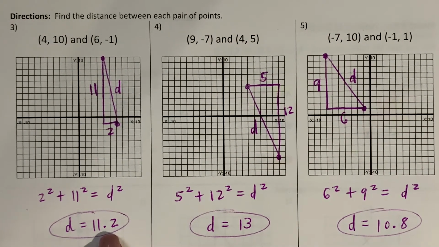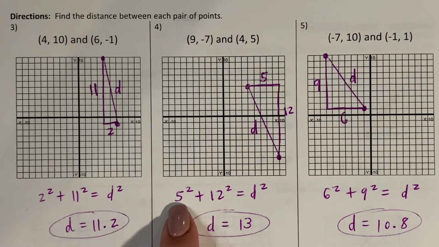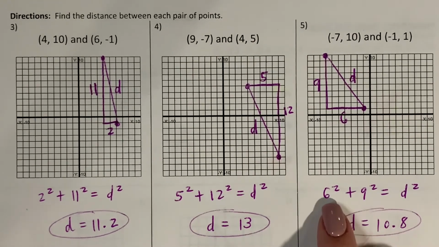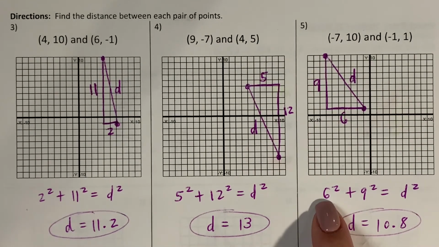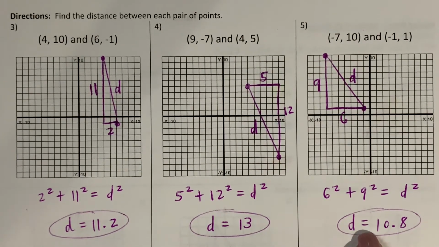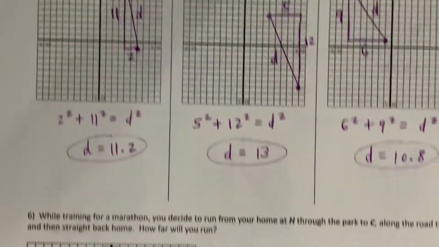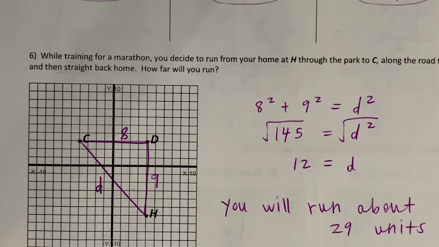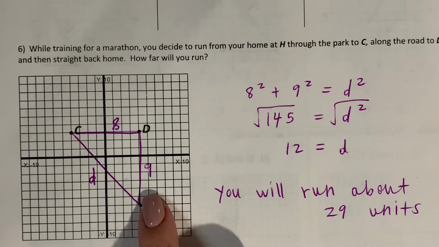On U-try 4, my horizontal change was 5. My vertical change was 12, and so I got a distance of 13 units. And on U-try 5, my horizontal change was 6, my vertical change was 9, and I got a distance of 10.8 units.